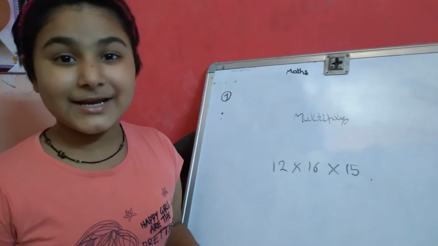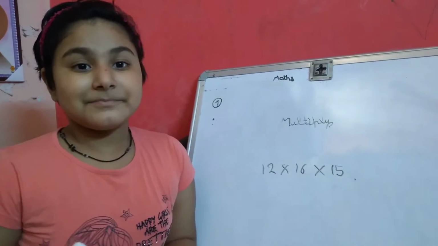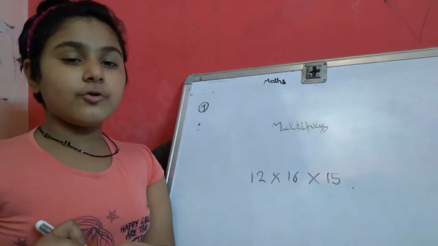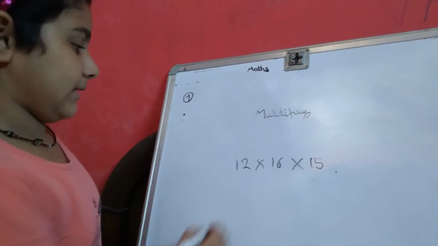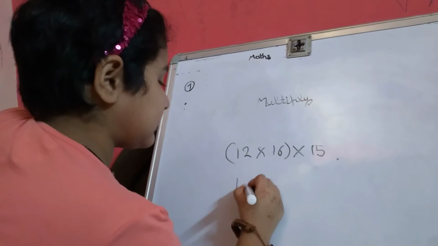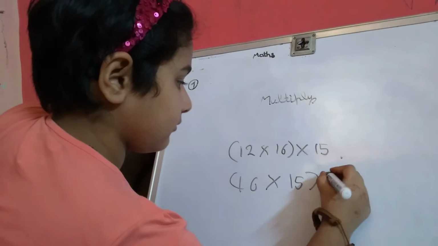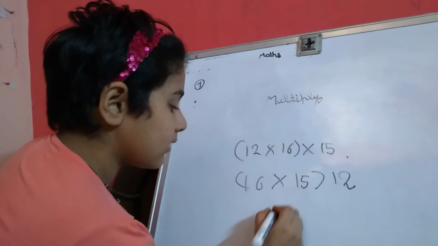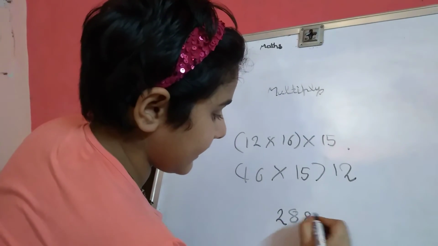The product of 3 numbers does not change when the grouping of numbers is changed. I give you an example. 12, 16, 15. 16 multiplied by 15, and we write 12 here. But the answer will be the same, the answer is 2,880.